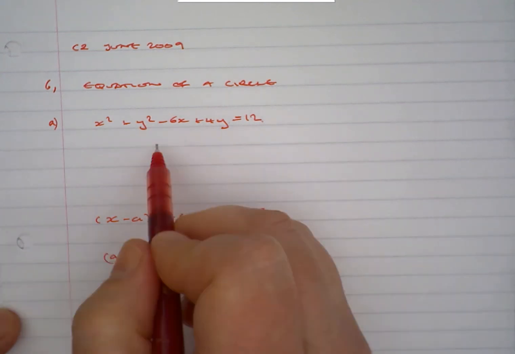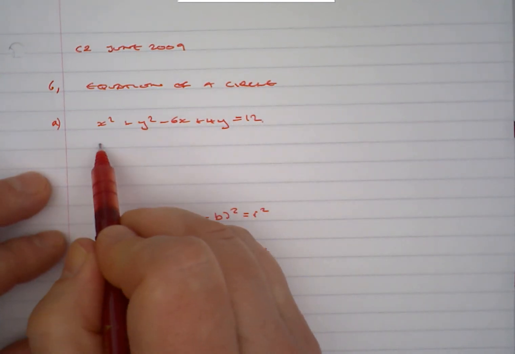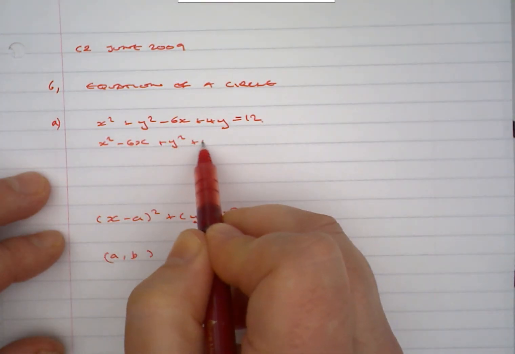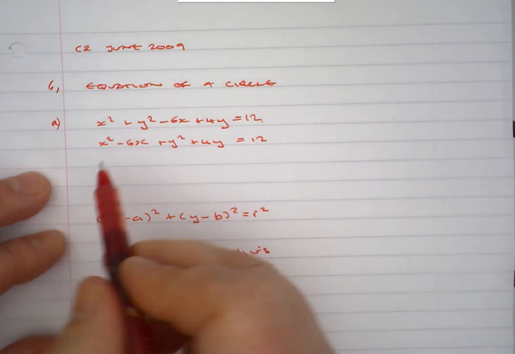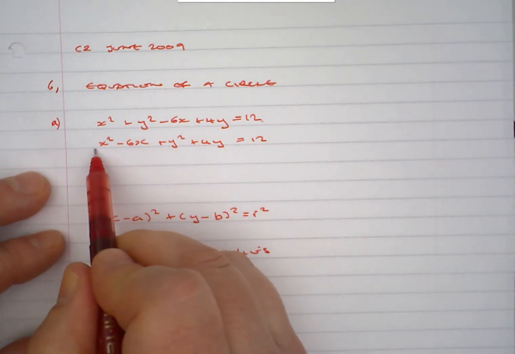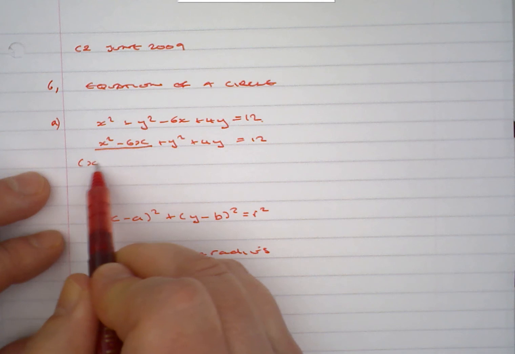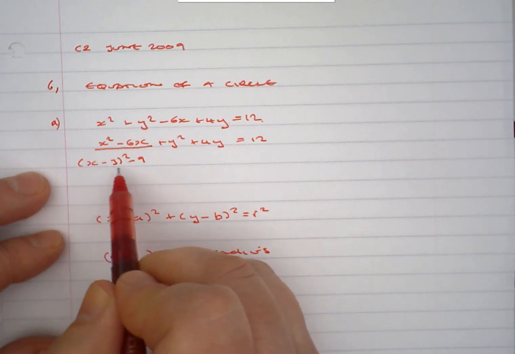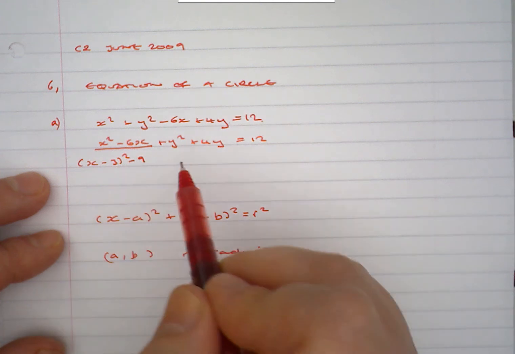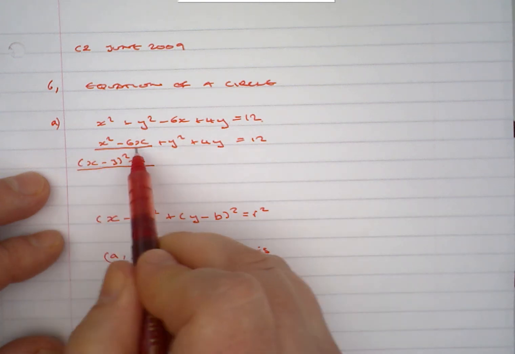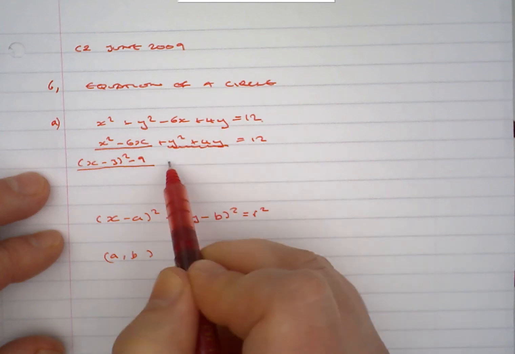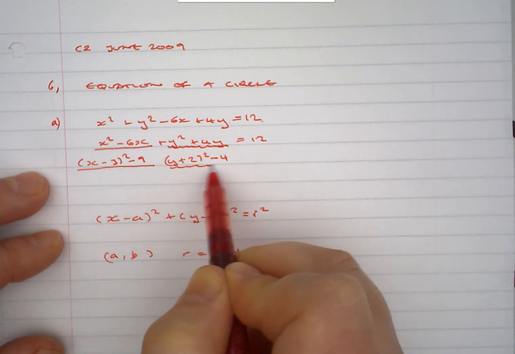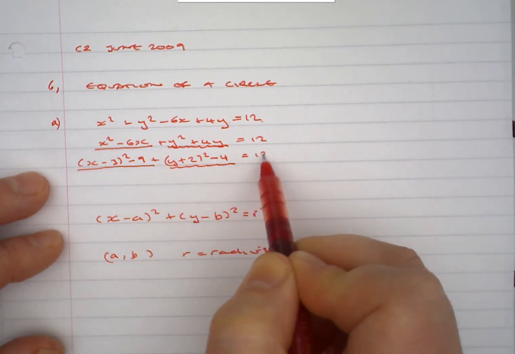To get this to work, I need to collect the things with x's in it to one side, so x squared minus 6x, put the y things together, plus 4y equals 12. Then I'm going to complete the square on this bit, which will give me x minus 3 squared minus 9. Notice that when you square minus 3, you get plus 9, so it's always going to be a minus 9 here. Then complete the square on the y bit, which becomes y plus 2 squared minus 4, and that's the first bit.